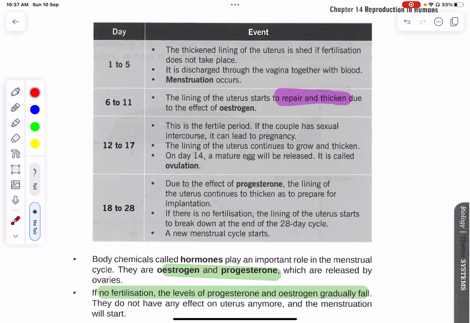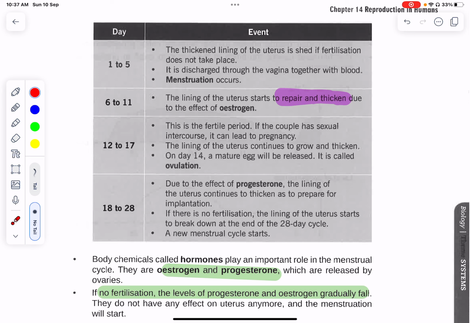The lining of the uterus will start to repair and thicken due to the effects of the estrogen. Okay, so that's the first hormone. The purpose of this hormone is to help repair and thicken the uterus lining. In this case, it's like a construction builder where they take new things and then they start building onto it.